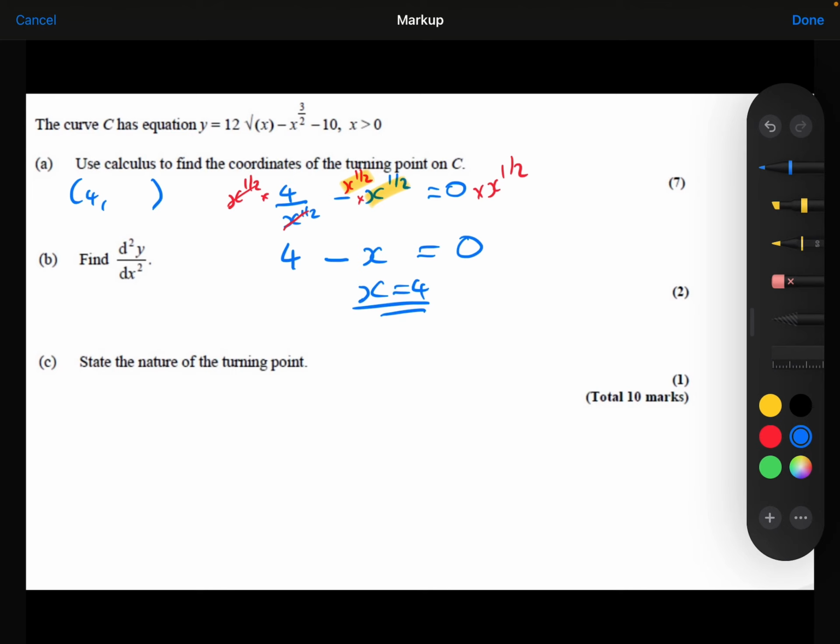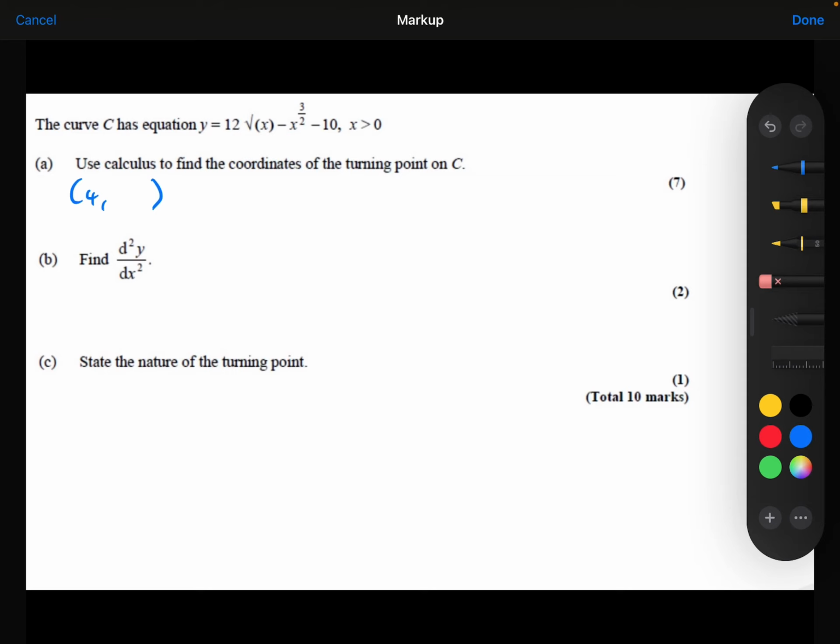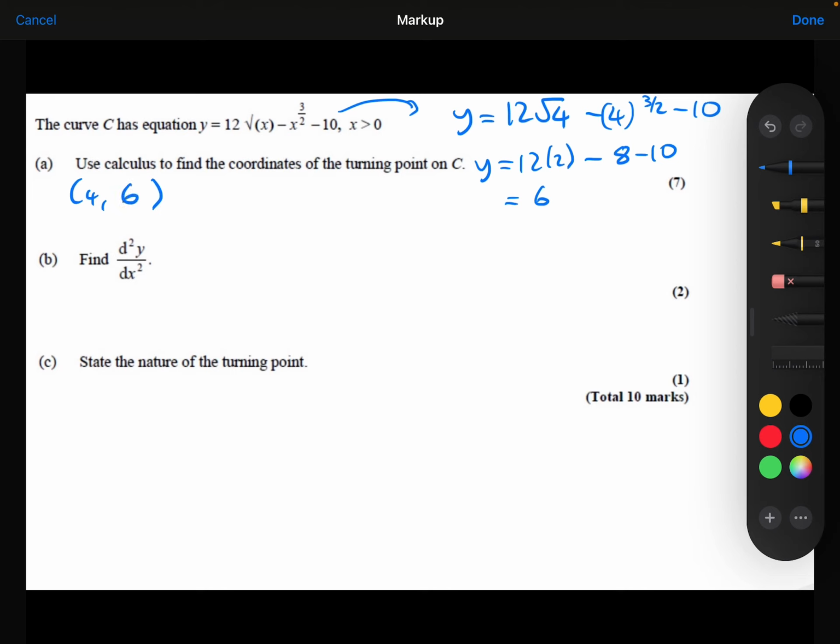We now just need to work out the y coordinate of the turning point, which we can do by substituting the x into the original equation. So y equals 12 times root 4 minus 4 to the power of 3 over 2 minus 10. So 12 times 2 minus 8 minus 10, which is 6. So that's the coordinate of my turning point.